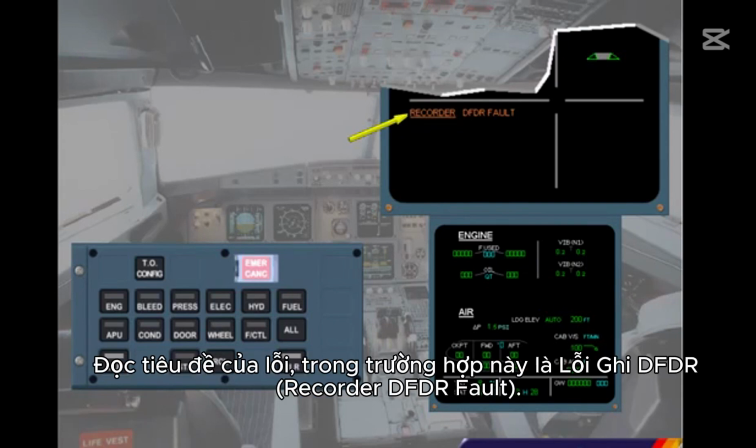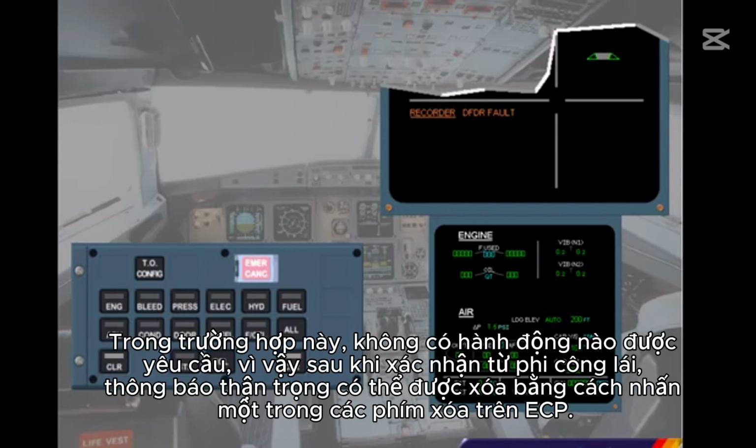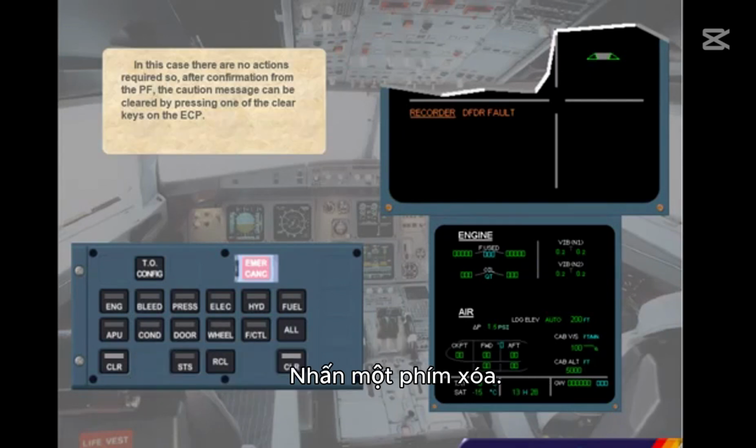Read the title of the failure. In this case, Recorder DFDR fault. In this case, there are no actions required, so after confirmation from the pilot flying, the caution message can be cleared by pressing one of the clear keys on the ECP. Press a clear key.